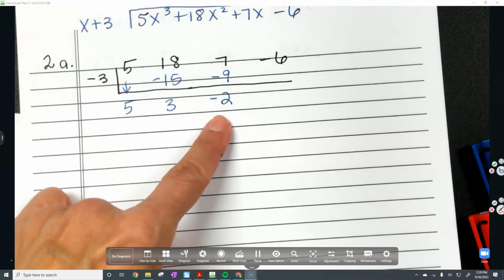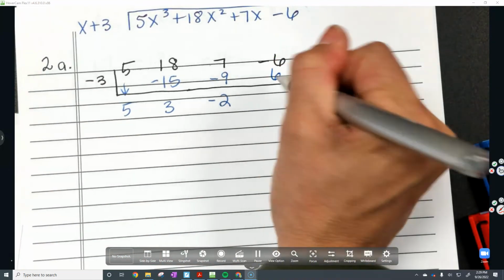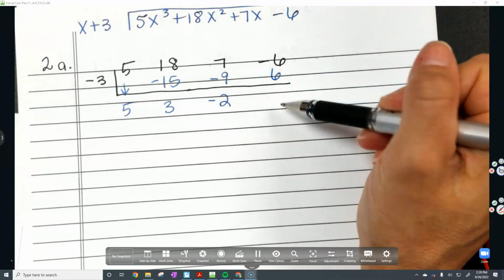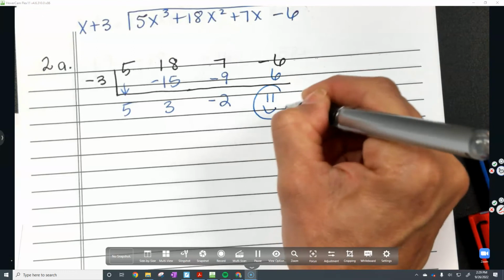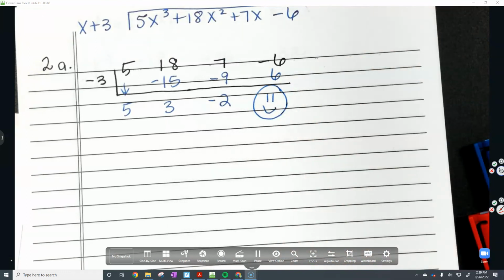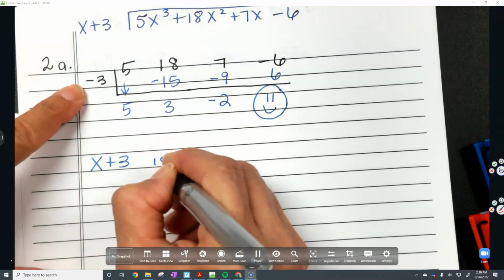What's negative 3 times negative 2? Positive 6. Oh, what is happening over here? 0. This is a happy problem. Why is this a happy problem? Because we found factors. No remainder is a factor. So, y'all, x plus 3 is a factor.